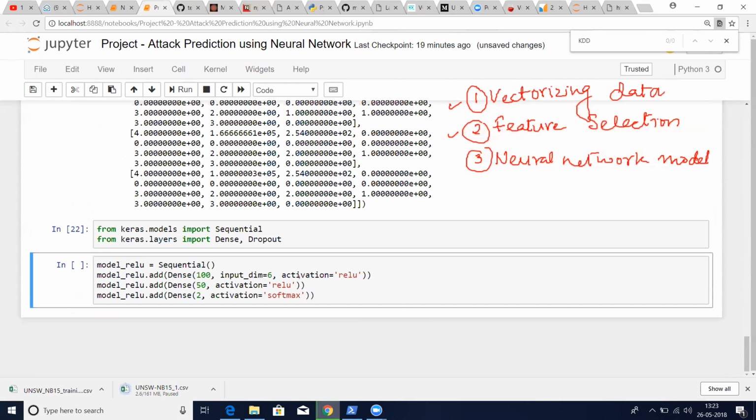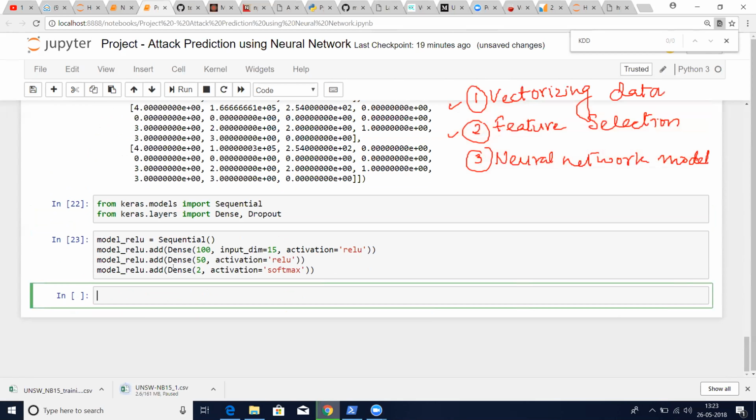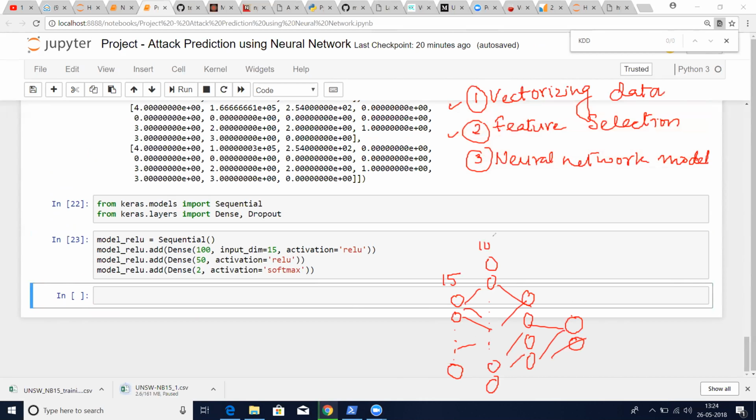Now you have 15 nodes, and you are using softmax, and the output is 6. So the neural network diagram becomes: first layer is 15 nodes. Next layer is 100. Next layer is 50. Next layer is 2. So this is your neural network: 15, 100, 50.